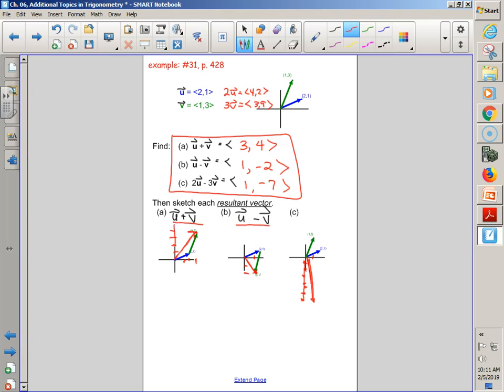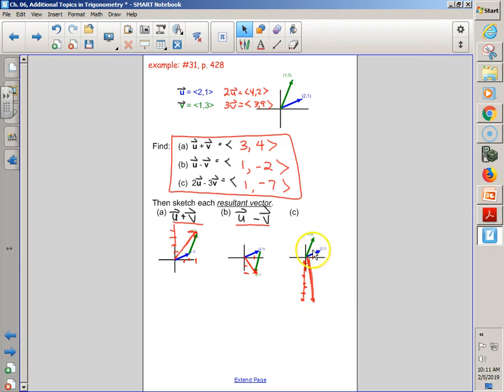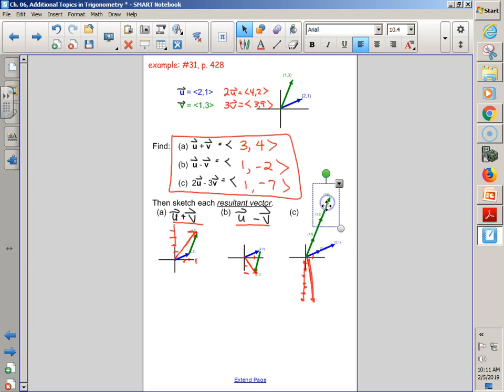Now how can I match it up? How many U's am I supposed to go? 2 U. All right, so let's take the U and let's double them. All right, how many V's am I supposed to go? 3. So 1, 2, 3. But what's supposed to happen to all those 3 V's? It's negative, so what does that mean? Uh-oh, undo.